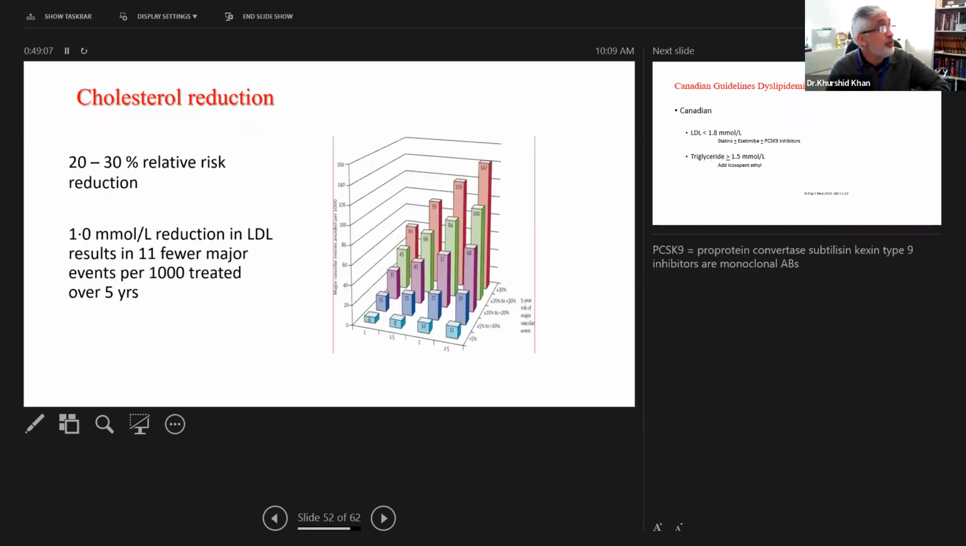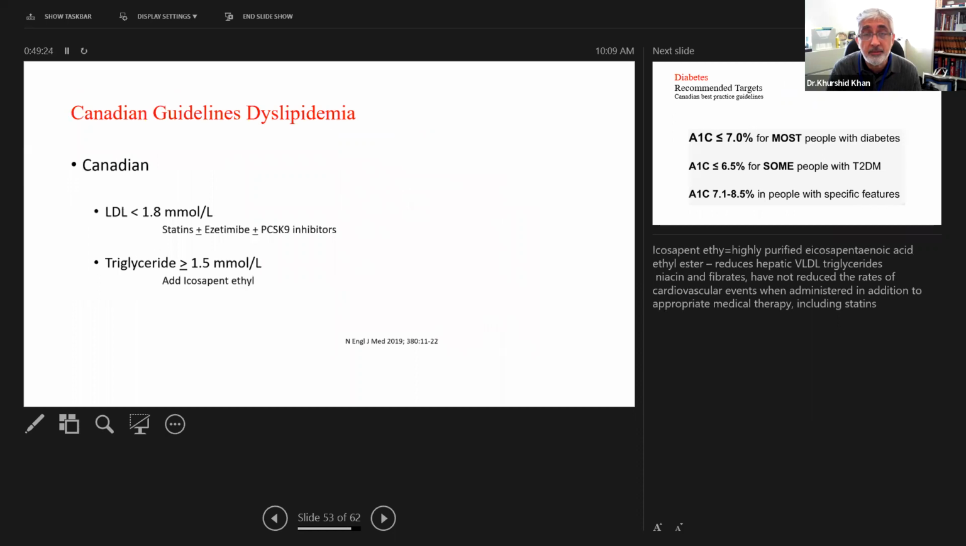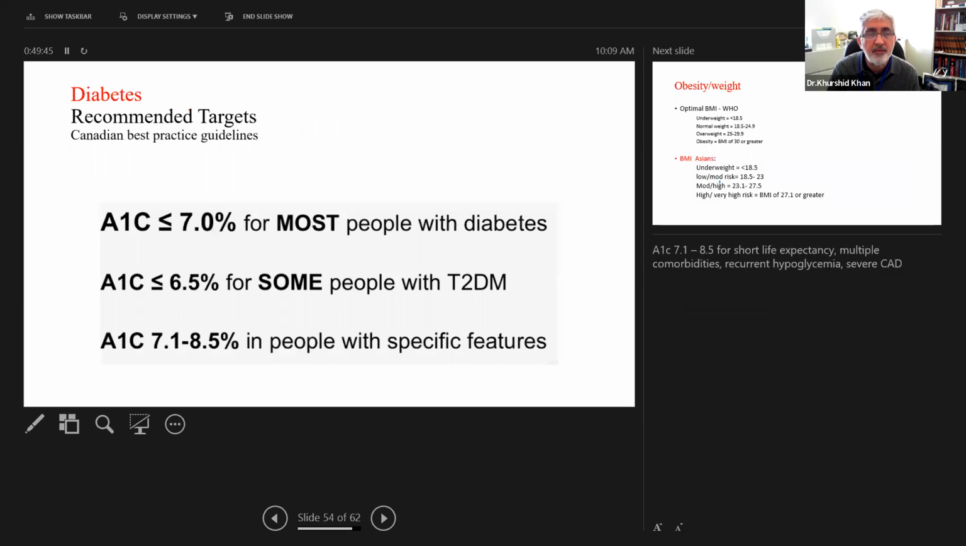Cholesterol reduction has been shown to decrease risk significantly. For every 1 millimole reduction in LDL, there are 11 fewer major events per 1,000 treated stroke patients. So with the Canadian guidelines for dyslipidemia, we target the LDL to less than 1.8, and if triglyceride is more than 1.5, we may add icosapent ethyl to this regimen. Vascepa is the other name for that.